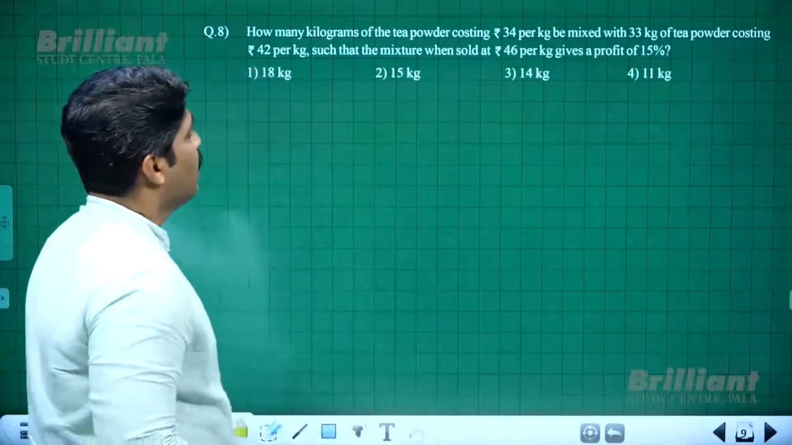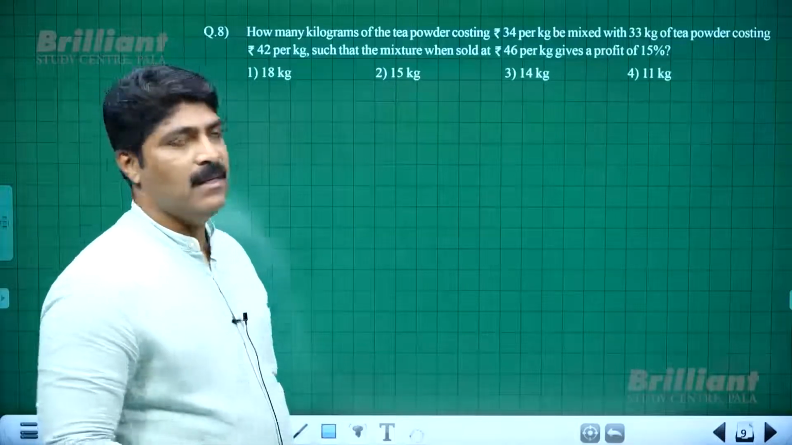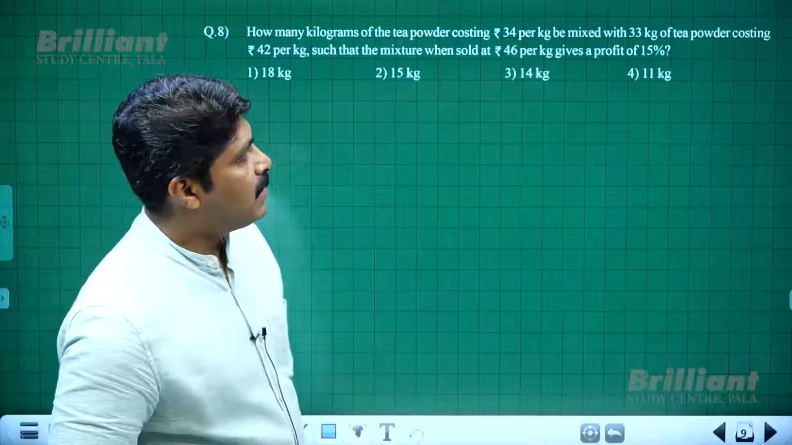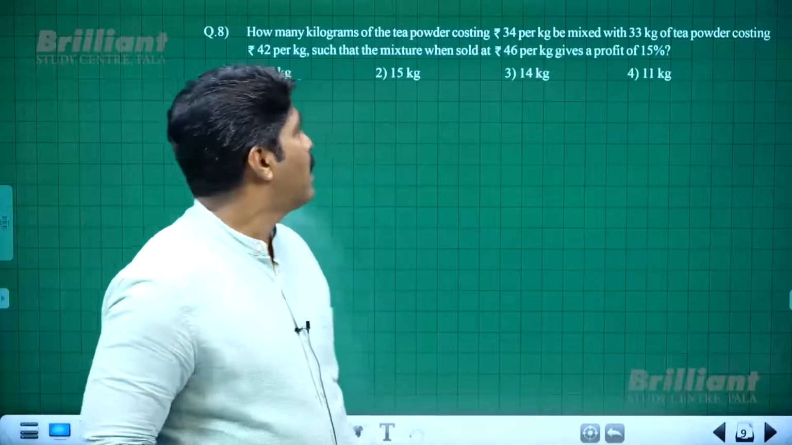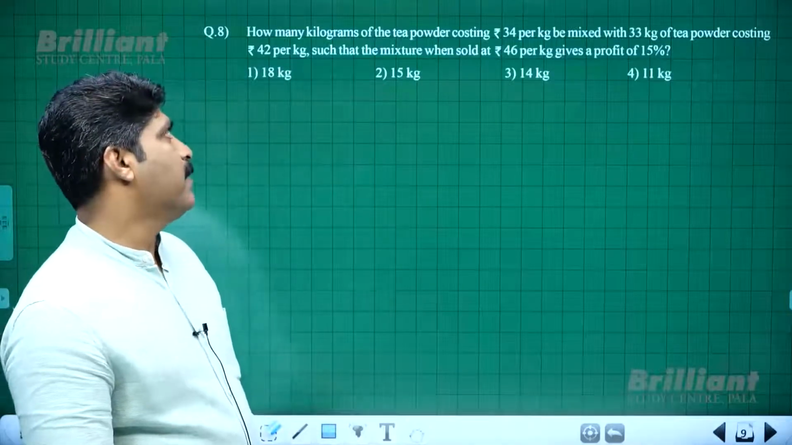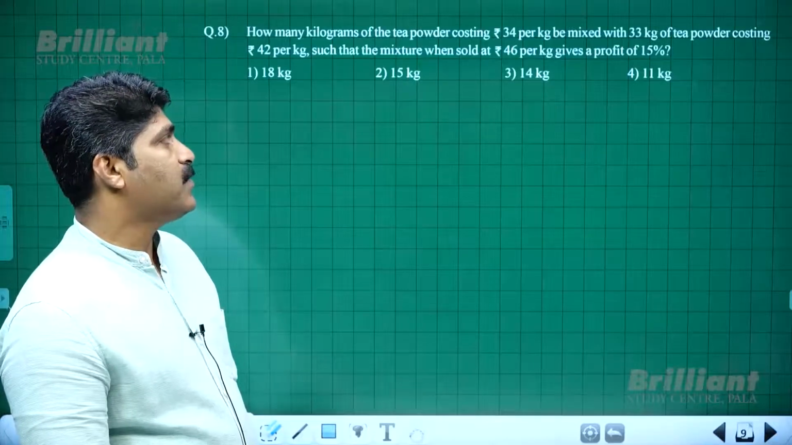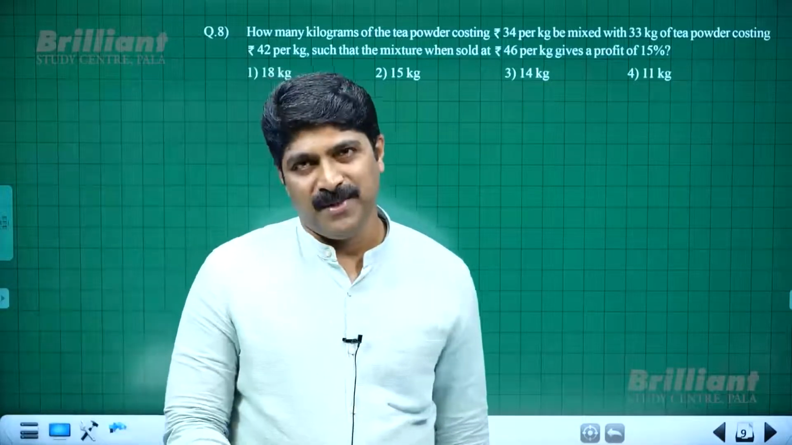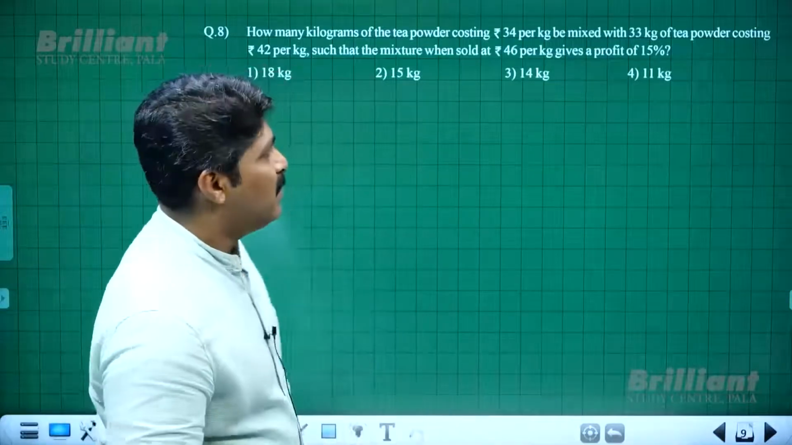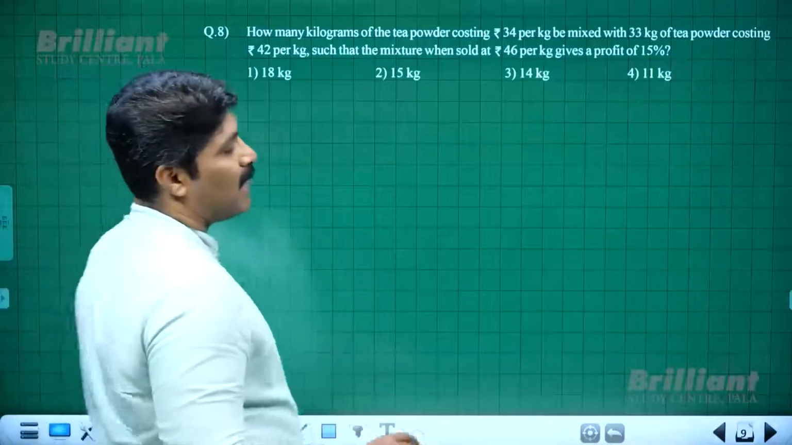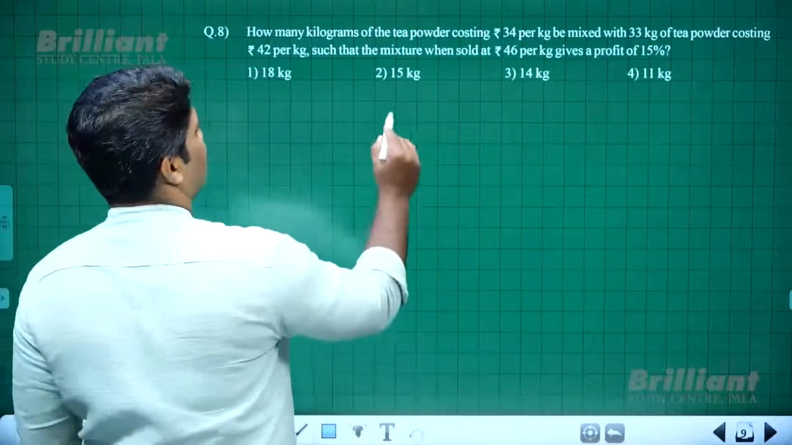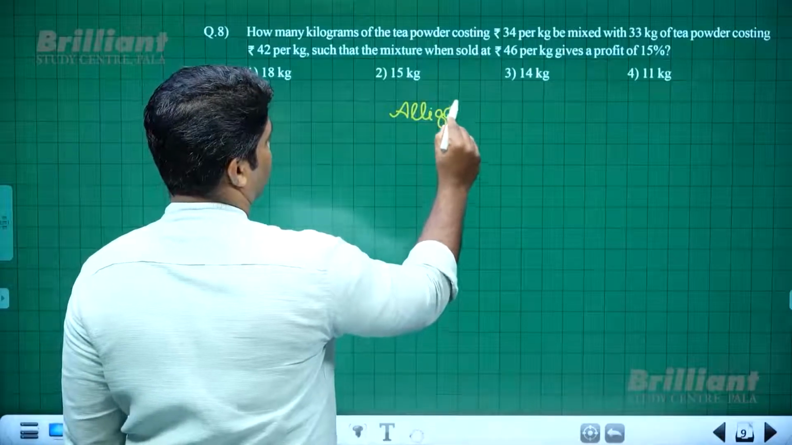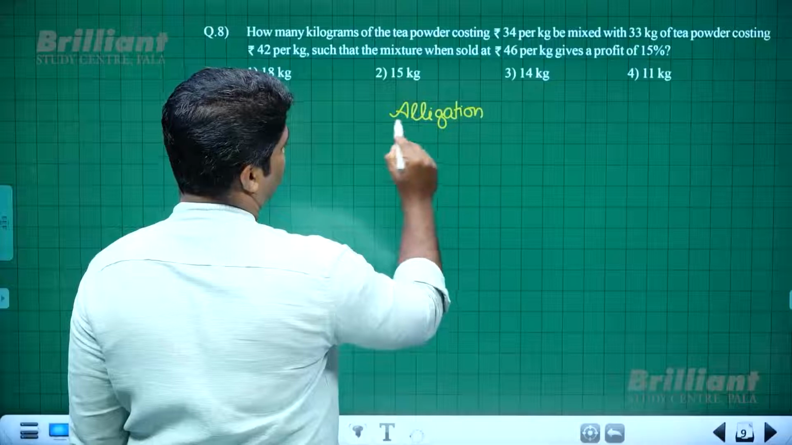Then the next question. How many kilograms of tea powder costing rupees 34 per kilogram should be mixed with 33 kilograms of tea powder costing 42 per kilogram, such that the mixture when sold at rupees 46 per kilogram gives a profit of 15%? In such a question, the easiest approach is the application of allegation. In such type of questions, we can effectively apply the tool of allegation.